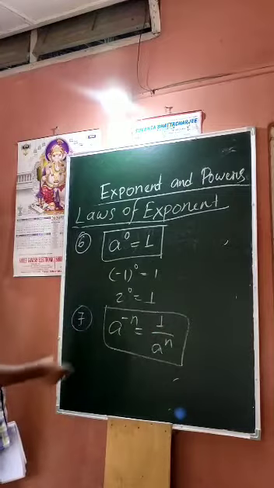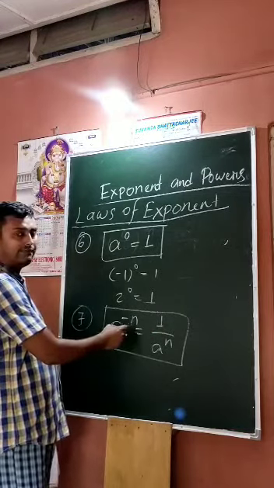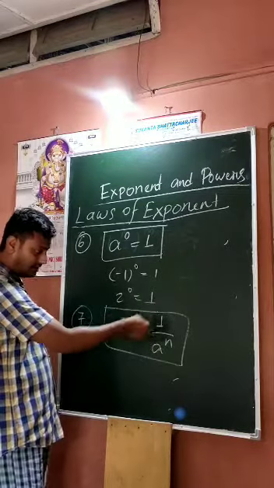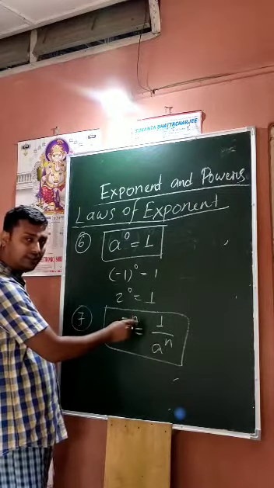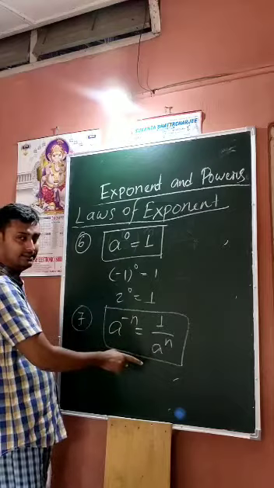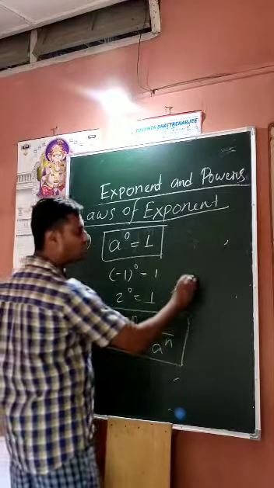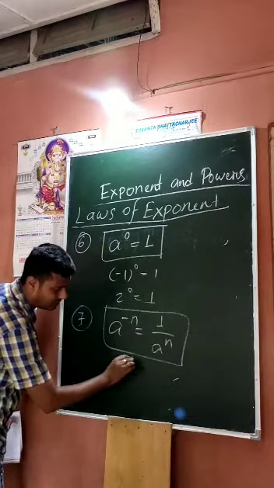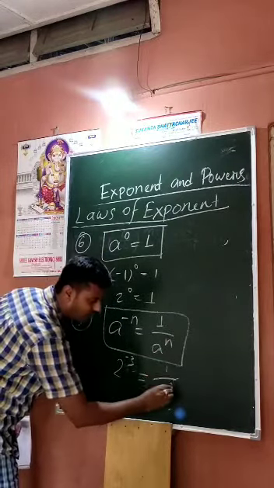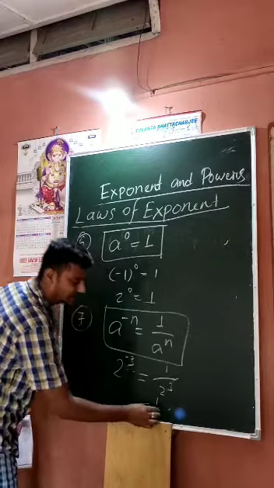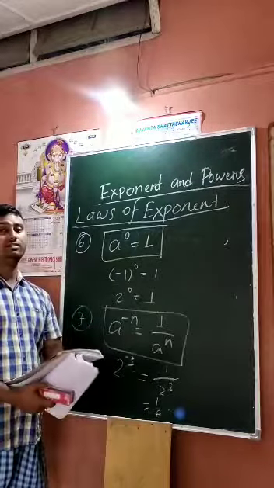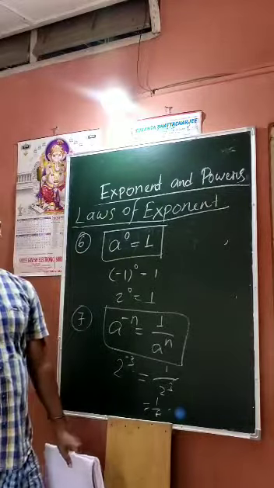If you take a negative exponent, then after simplification it will be 1 divided by the same base with a positive exponent. Clear? Suppose 2 to the power minus 3, that means 1 by 2 to the power 3, that means 1 by 8. I think all of you understand this. So in my next video, I will solve the questions.